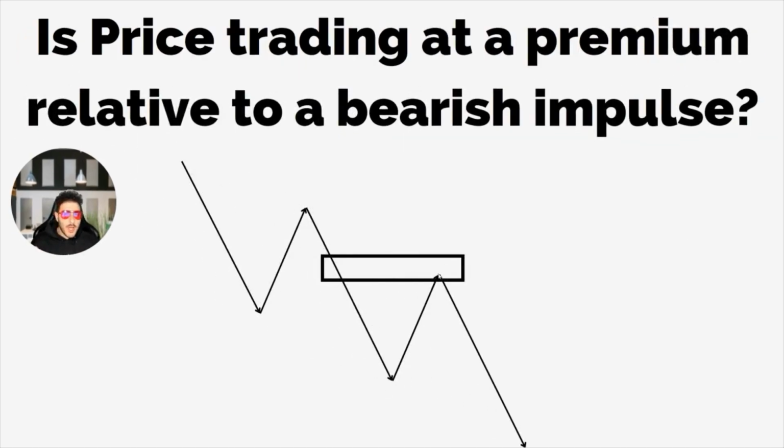So let's go ahead and talk about the second criteria, which is price trading at a premium relative to a bearish impulse. So I'm going to be using a bearish example for this one. Let's just assume there's an imbalance here, or maybe an order block somewhere up here and the price trades back up into that region. I need to personally see that as well as having clear structure because I want to have that level identified as an area where I'm looking for a trade.